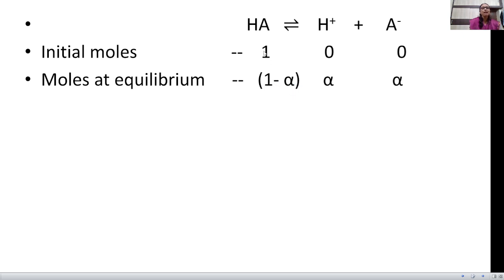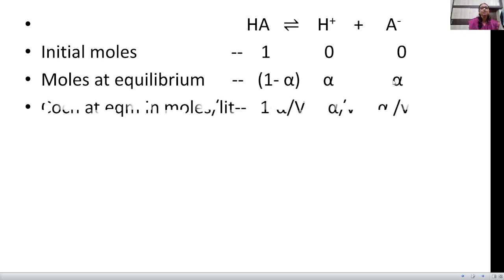1 मोल मधले अल्फाचं डिसोसिएशन झालं म्हणजे अल्फा मोलचं कन्व्हर्जन H प्लस आणि A मायनस मध्ये झालं, म्हणून इक्विलिब्रियम स्टेजला HA चे किती मोल्स राहिले? 1 मायनस अल्फा राहिले. आणि H प्लस किती तयार झाले? अल्फाचं डिसोसिएशन झालं होतं, म्हणजे there is a formation of the alpha moles of H plus as well as the alpha moles of A minus.